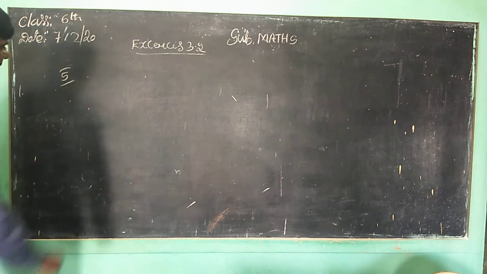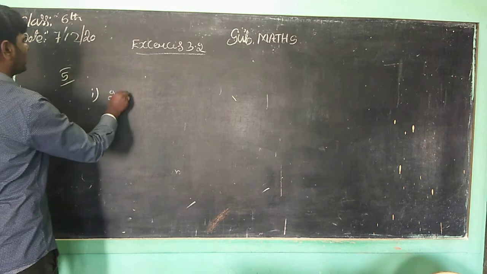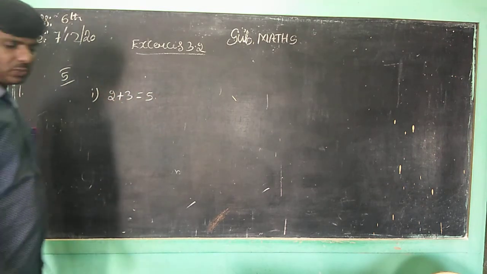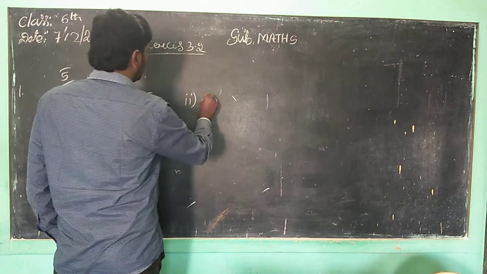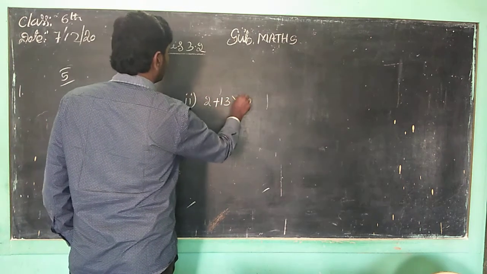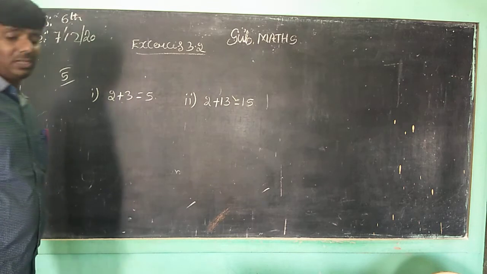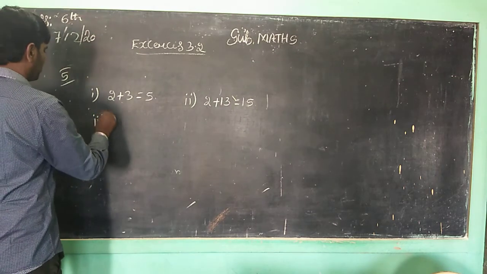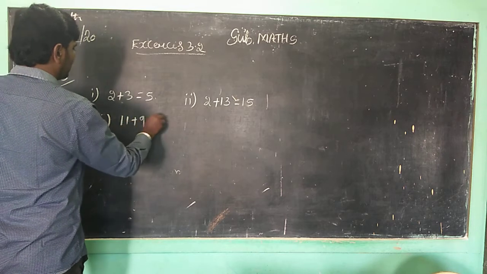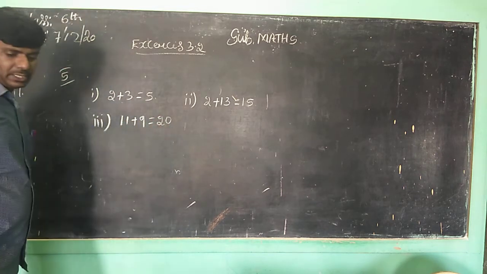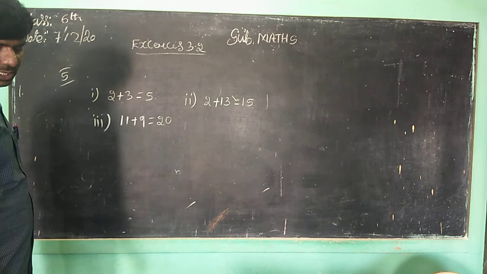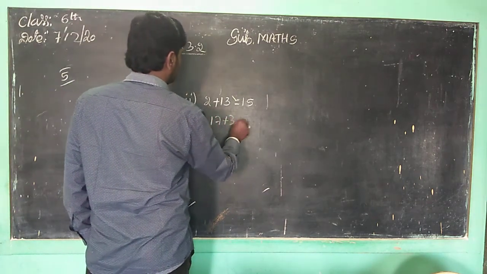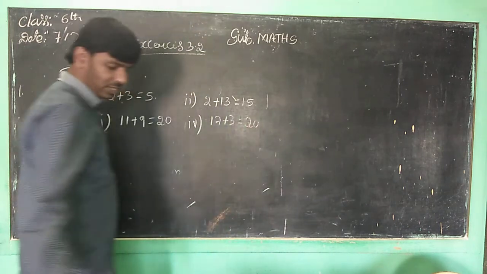Suppose we take 2 plus 3, which is 5. It is divisible by 5. Then the second one, 2 plus 13 is equal to 15. It is also divisible by 5. And children, now we take 11 plus 9, which is 20. It is divisible by 5. Now the fourth one: 17 plus 3 is equal to 20. It is also divisible by 5.